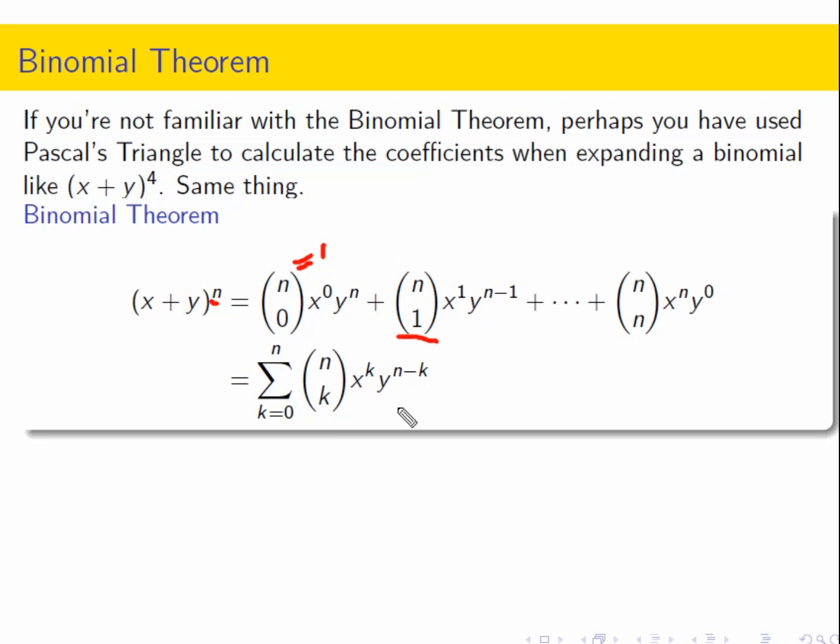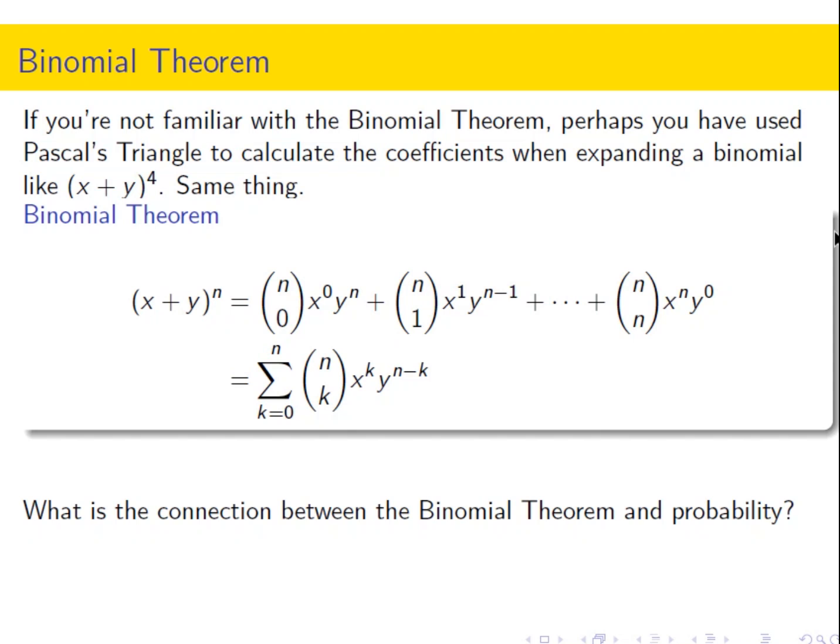And so when you look at it, this is summing them all up. I start counting at 0, and I go up to n, and I do n choose k, that's my indexing variable, x to the kth power and y to the n minus k power. So that's what we mean by the binomial theorem. And again, you've probably seen it as Pascal's triangle.